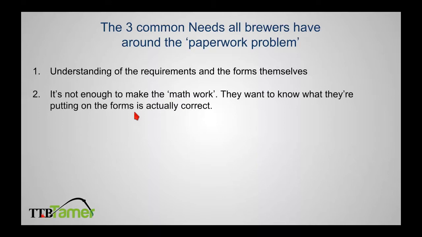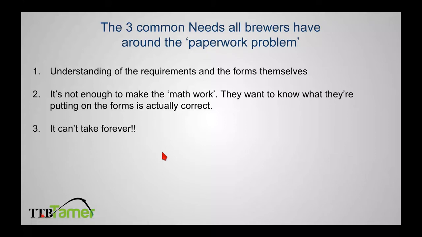Related to number one, brewers wanted to know that even though they're filling out the forms and the math works, what they're actually reporting was based in reality. The last thing anybody ever wanted was to find out 2 or 3 years later that what they've been doing was actually incorrect, and then have to go through an audit that might result in fines or a refiling of more paperwork at the very least, to refile correct paperwork.